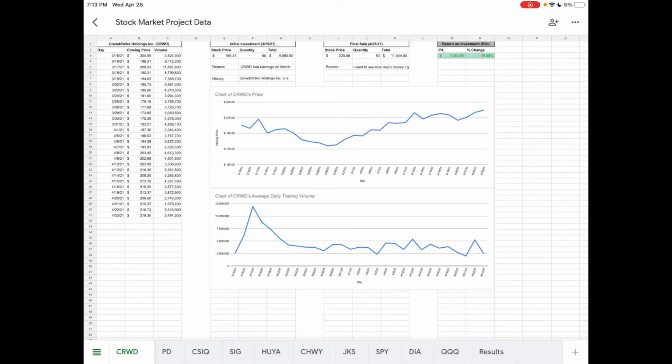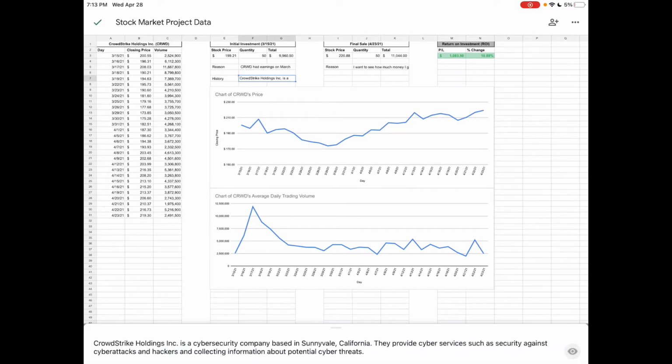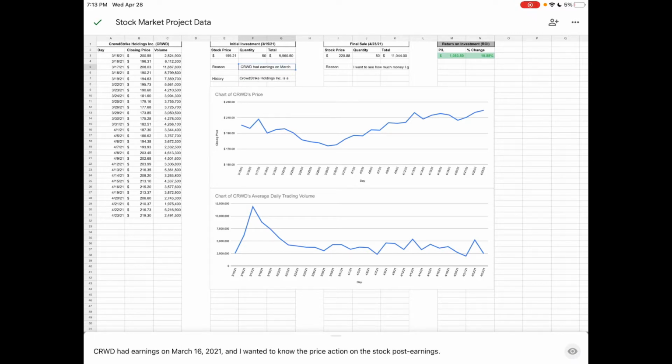So the first stock is CRWD, or CrowdStrike Holdings Incorporated, which is a cybersecurity company based in Sunnyvale, California. They provide cyber services such as security against cyber attacks and hackers, and they also collect information about potential cyber threats. So the reason why I bought this stock is because CrowdStrike had earnings on March 16th, 2021, and I wanted to know the price action on the stock post earnings.